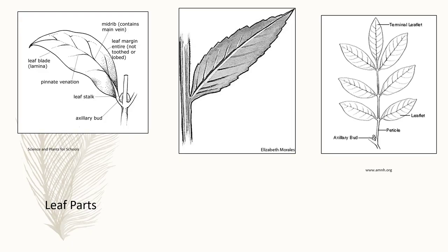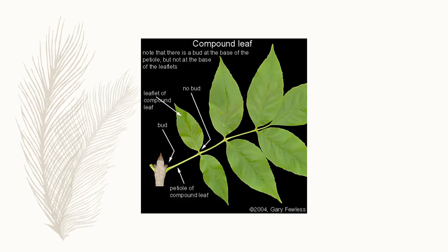The picture in the middle has what's called a sessile leaf, which means it doesn't have a petiole. And then on the right here, we've got a compound leaf, and the way you know that it's a compound leaf is the axillary bud is at the base of this entire group of leaflets. If these were individual leaves, there would be axillary buds at the base of each of these leaflets. So here again, here's the compound leaf. And note that there is a bud at the base of the petiole, but not at the base of the leaflets.